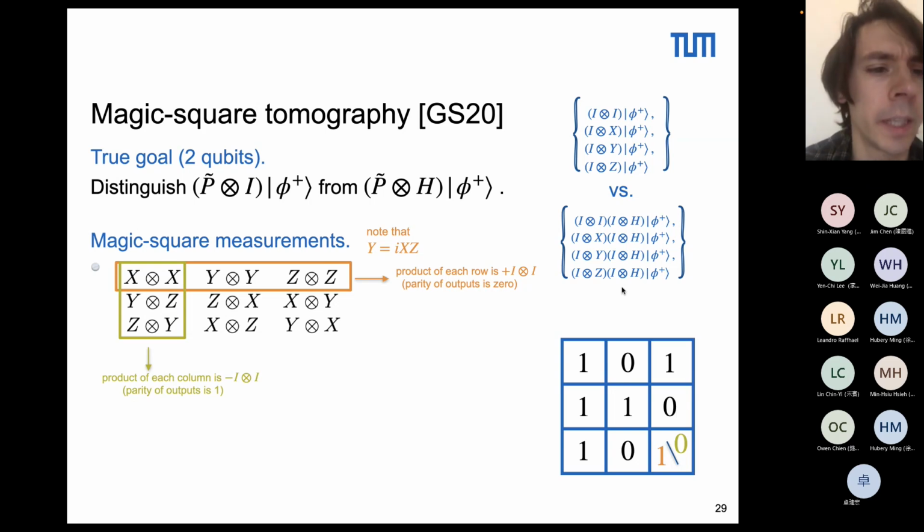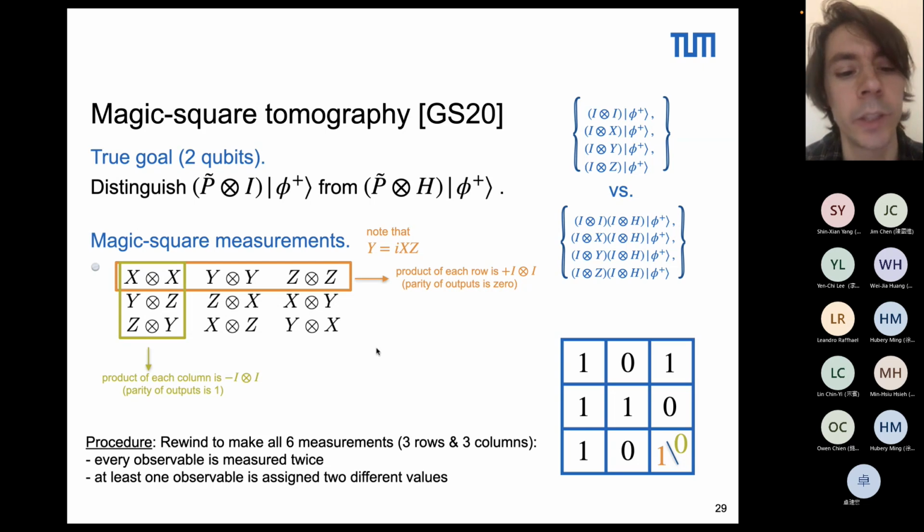And how does this relate to our problem of tomography? Well, when we do the state tomography, the procedure is that we make this classical simulation to make all 6 measurements. So we're going to measure the 3 rows and the 3 columns. Normally in quantum mechanics, we can only make one of these 6 measurements, but here we're doing a classical simulation, so we can do all 6 measurements.